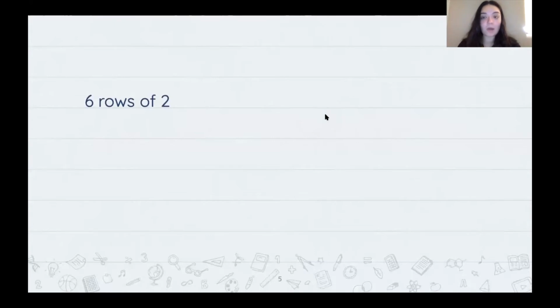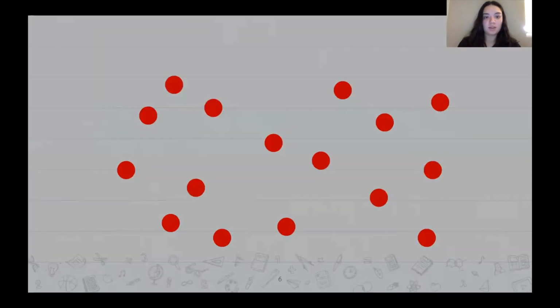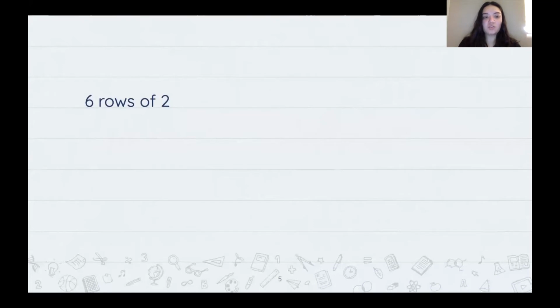So now we're gonna switch gears. Yeah, we're gonna switch gears. We're gonna move on to division. So we're gonna make, I'm gonna use my stamp for this one, 6 rows of 2.